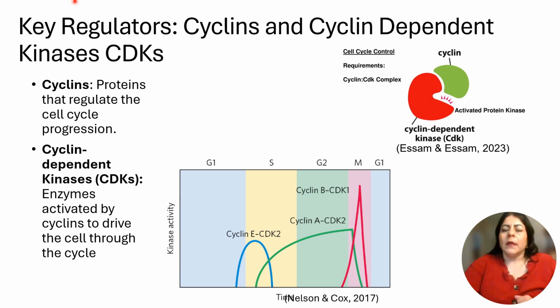Different cyclin CDK combinations are responsible for transitions between specific phases such as G1 to S, G2 to M. This regulation ensures orderly cell division and prevents errors from happening. It contributes to cellular homeostasis and, of course, genomic integrity. We want to make sure that DNA is faithfully replicated.